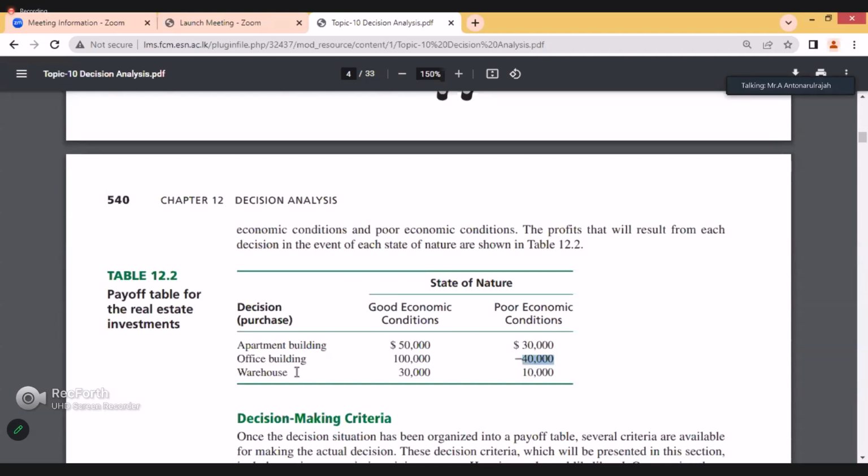And the warehouse: if you purchase the warehouse, if the economic condition is very good, how much can we get, and in the other state, how much can we use.